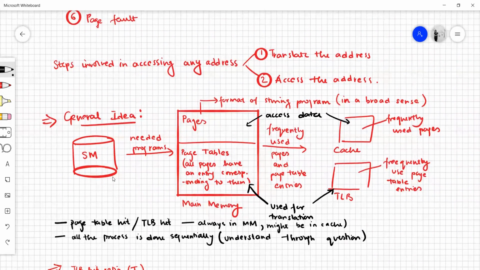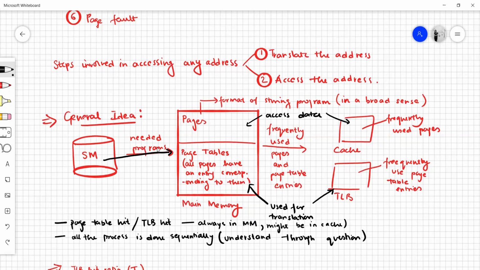See, we generally have a secondary memory. That is the memory that takes the highest time to access, and that is generally our disk. Then we have the primary memory. Primary memory access is a little bit faster. So whatever programs we need to run on our computers are taken from the secondary memory and transferred to the main memory.